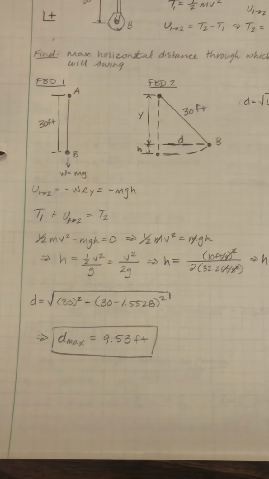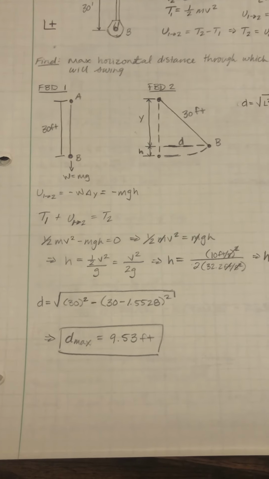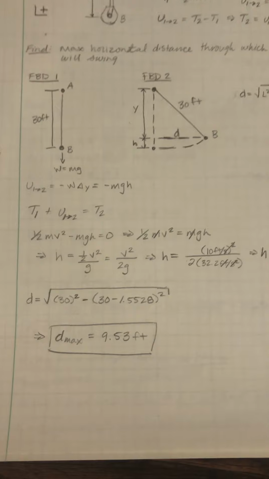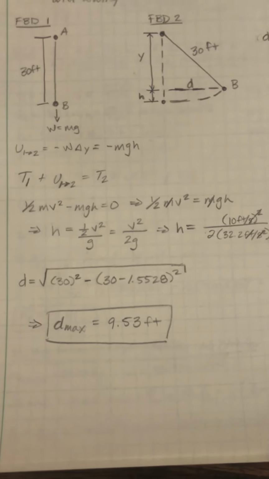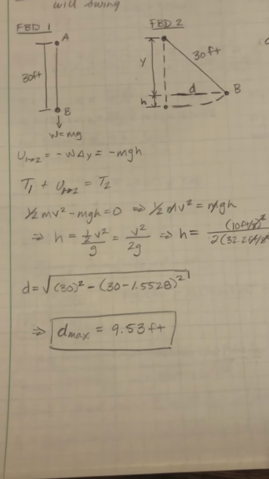Then from there we can plug it into the Pythagorean theorem, and thus we are able to find that our maximum distance is 9.53 feet.